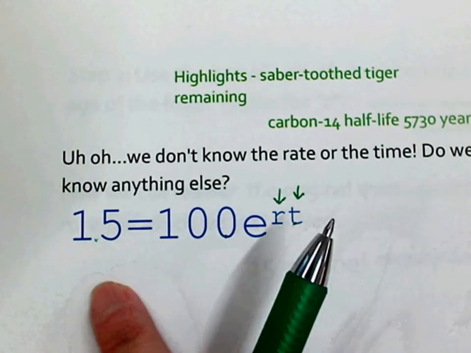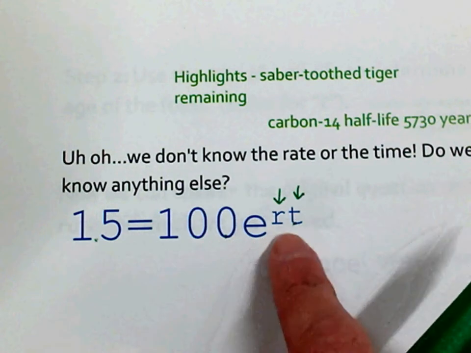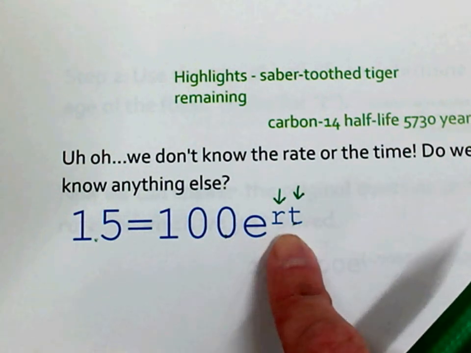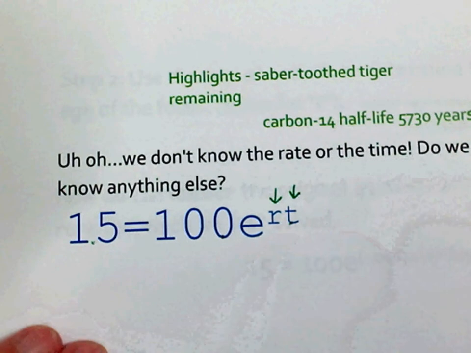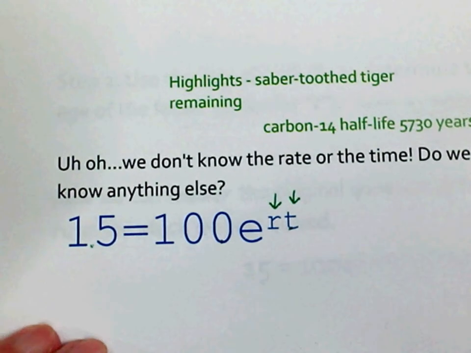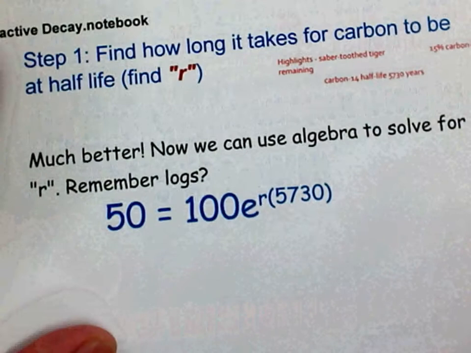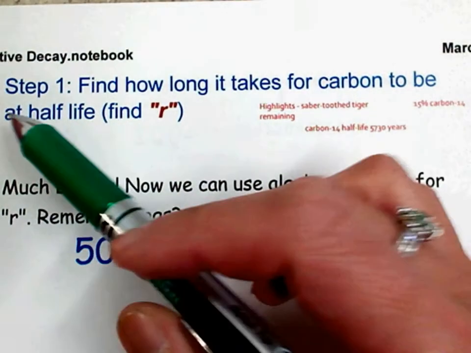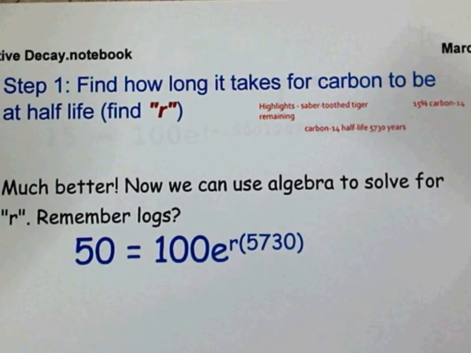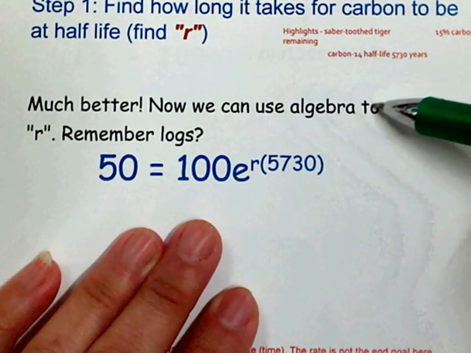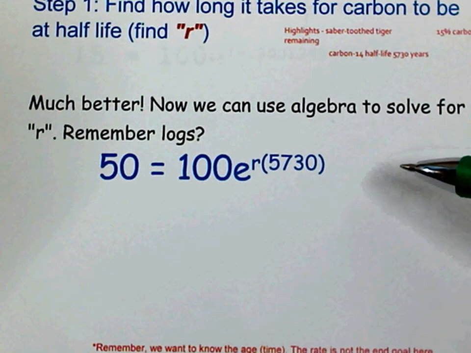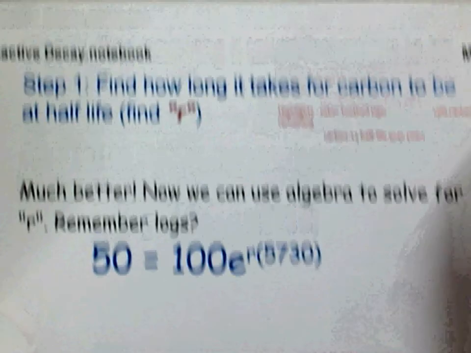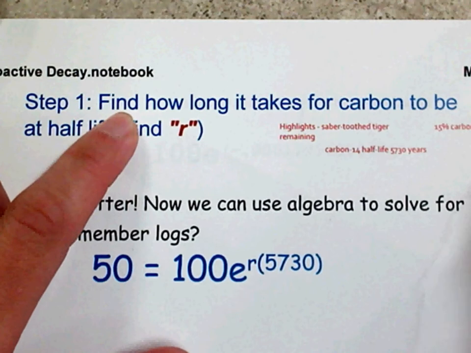15 equals 100 continuously. We don't know how fast that carbon is declining, and we don't know how long it took. We just know half-life is 5,730. All right, so step number 1, find how long it takes for carbon to be at half-life. Depending on what the organism is, that will change. So now you can use algebra to solve for the R. Remember logs.